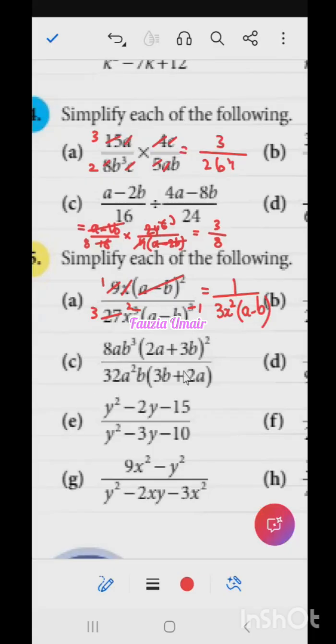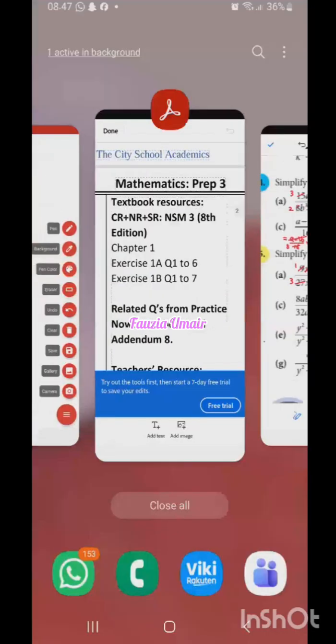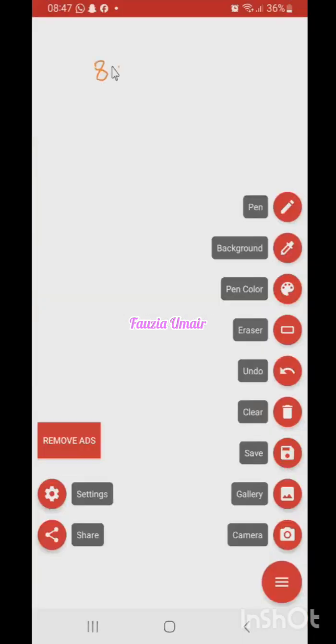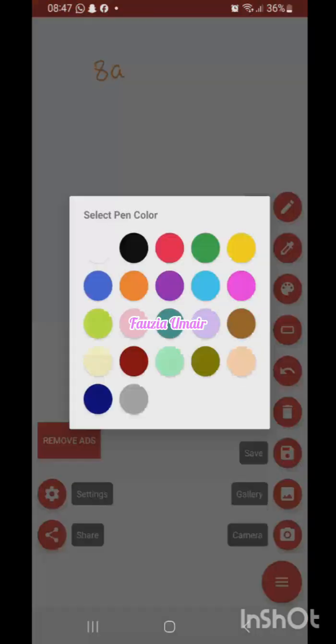So now look at this one. Now in this, you can see this is 2a plus 3b whole square and this is 3b plus 2a. So we know that in addition, order does not matter. Okay, so we will rearrange it. Okay, so let me write down this question on the whiteboard. Actually I'm making too much, maybe that's why you got confused. So it's 8ab cube, 8ab cube. Let me change the color.